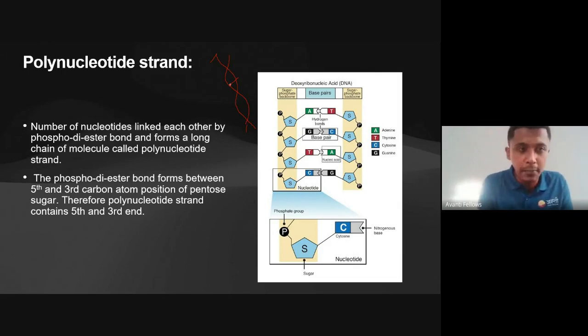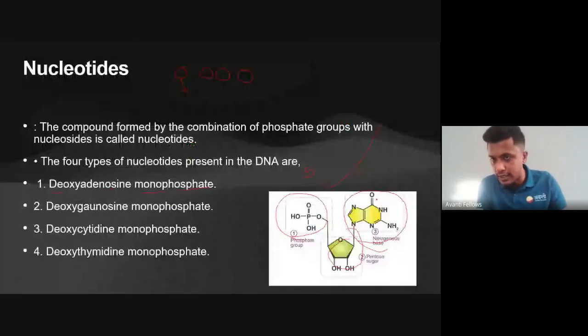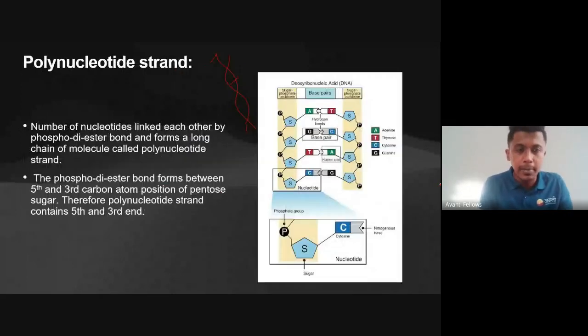And here what happens is you have a chain of polynucleotides. That means we have one nucleotide like this, and then we have the other nucleotide coming up. So let's see what is happening here. If you see the polynucleotide chain, our sugar group is made up of 5 carbon atoms.